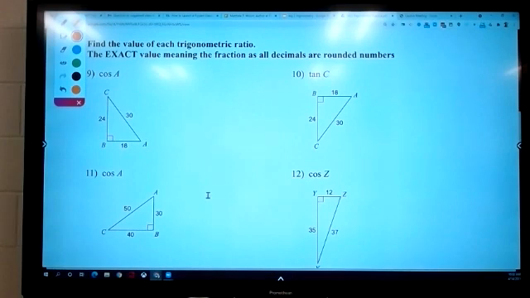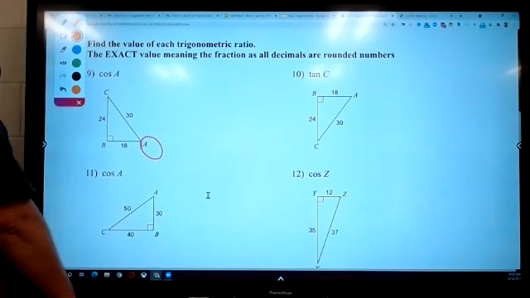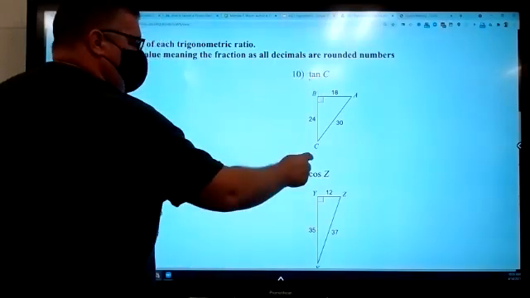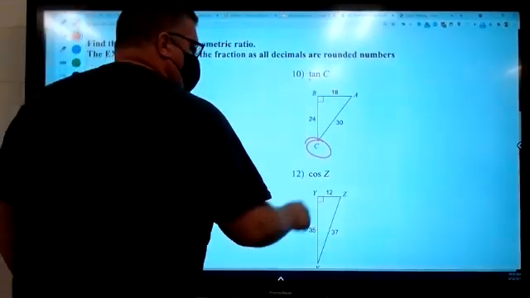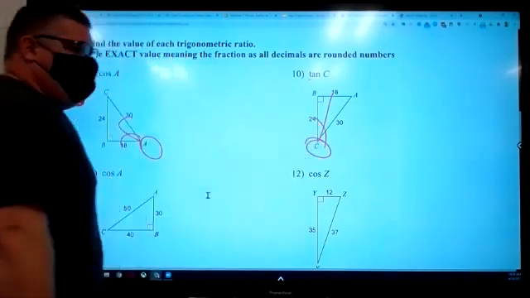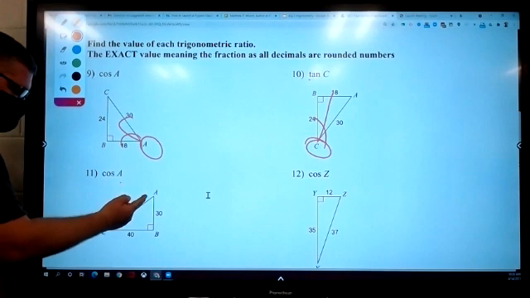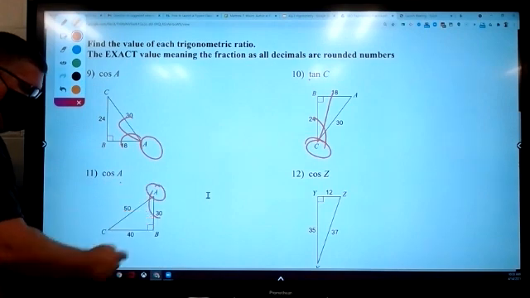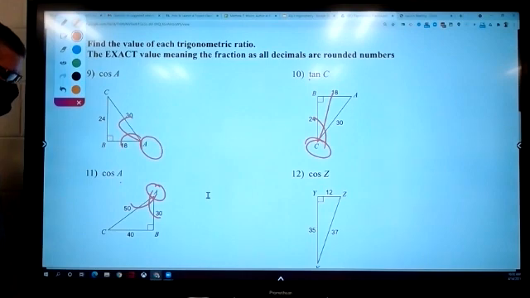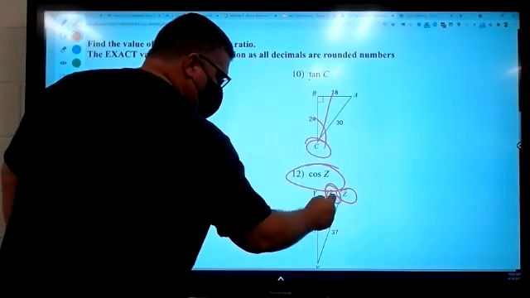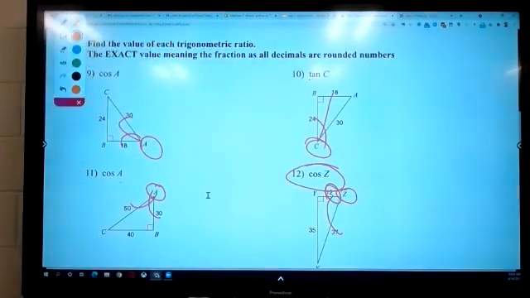I know. Now, these should be super easy. What is cosine A on number 9? 24. Here's A, so what's cosine? 18 over 30. Is everybody good with that? Yeah. What is tangent of C? 18 over 24, because 30 is the hypotenuse, right? Cosine of A? 24. There's A. 30 over what? 50. Very good. Cosine Z, here's Z. 12 over 37. Perfect. Okay. You should be able to do those pretty quick.